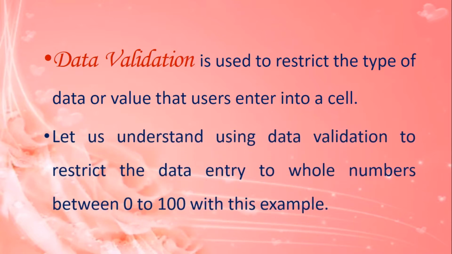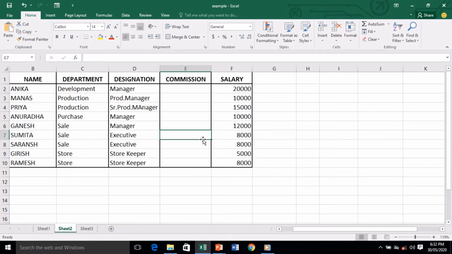So let's understand using data validation with this example where we will restrict the data entry to whole numbers between 0 to 100. So here we go. So my children, this is a database, an example created. Now here what we will do, we will click on E2 cell. Okay, so here you can see in the name box E2 is mentioned over here. This is E2, E3, E4 and we will select till E10. So I have selected a range from E2 to E10.